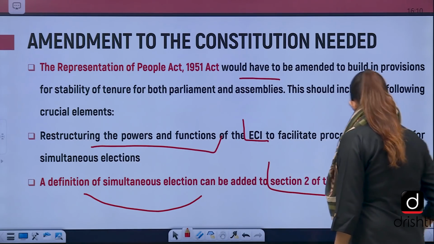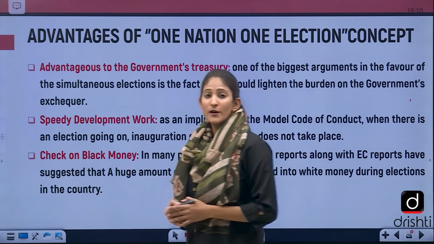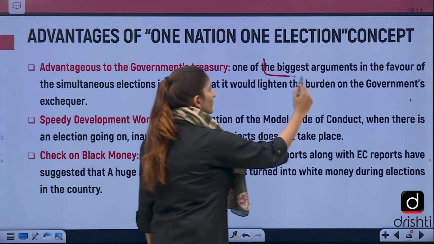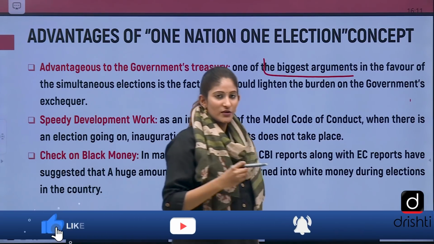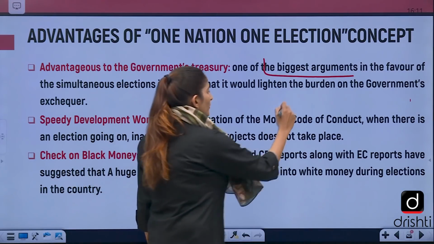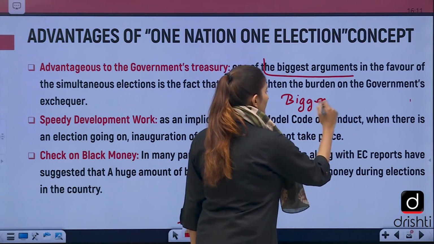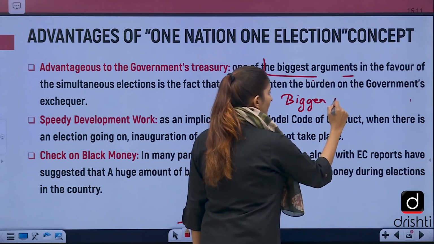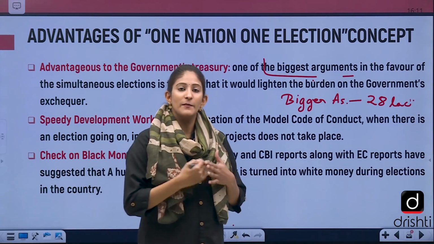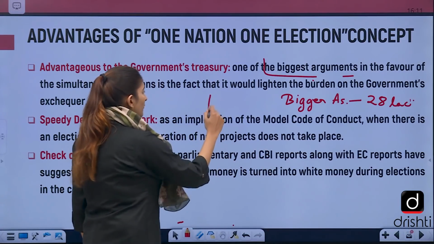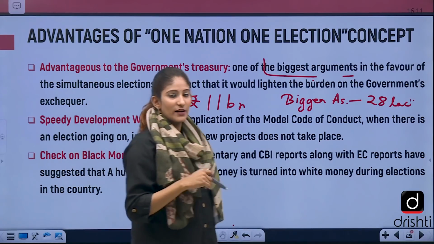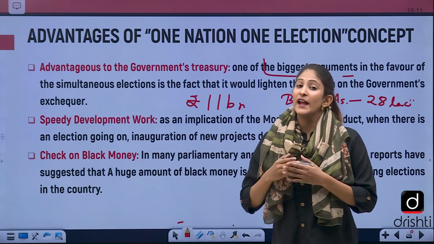Now we will talk about more dimensions, which include advantages. The first and foremost, and I think the most significant of the advantages, is that it will reduce the burden on the government treasury. It's an expensive affair to conduct elections of a state, and if we talk about bigger assemblies, they have a cap of 28 lakh rupees to conduct an election. And if simultaneous elections come into practice, then it will be capped at rupees 11 billion for union, state and union territories as well. So there will be a lot less expenditure when it comes to expenditure on elections.